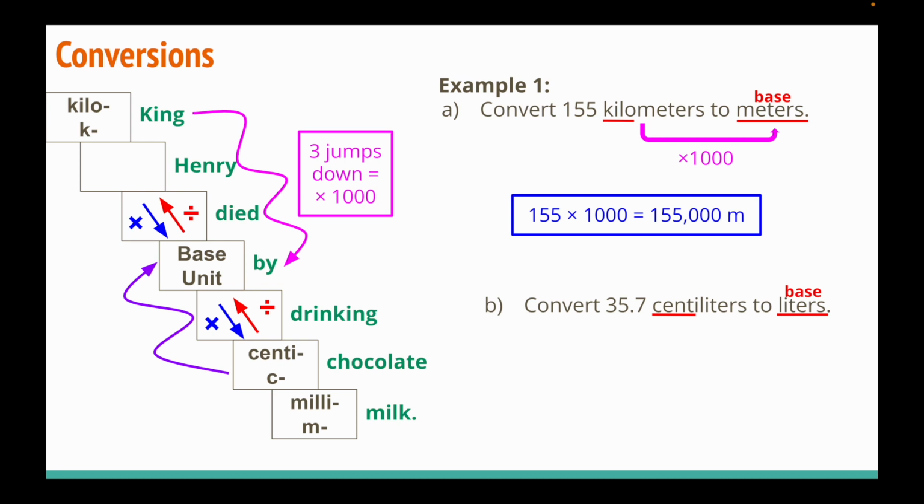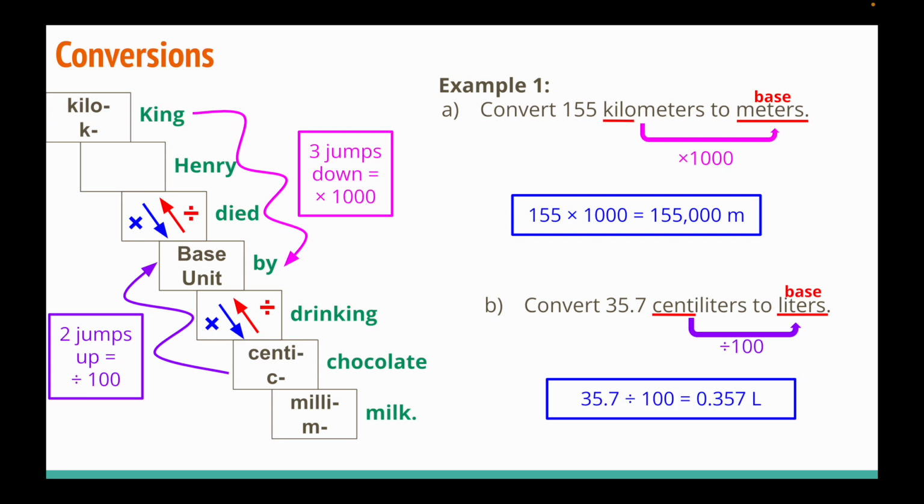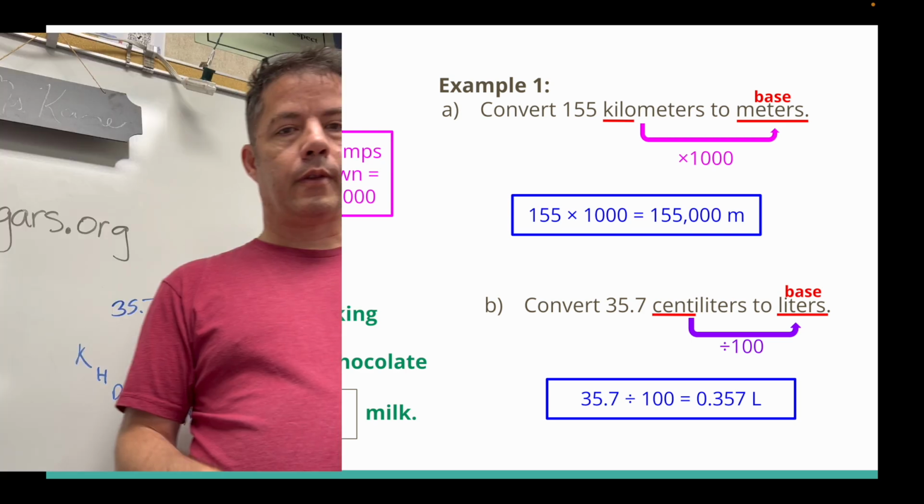So here we're going up the staircase. We're dividing by 10 and then dividing by 10 again. So 2 jumps. When you divide by 10 two times in a row, it's like multiplying. So 10 times 10 is 100. So we're actually dividing by 100 is another way to say it. And that's the answer.